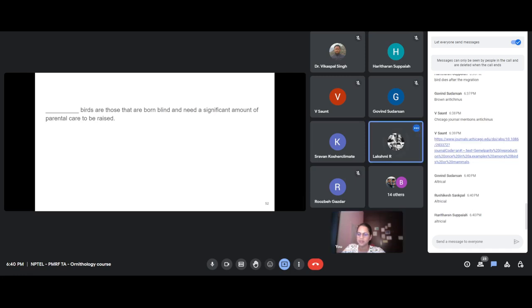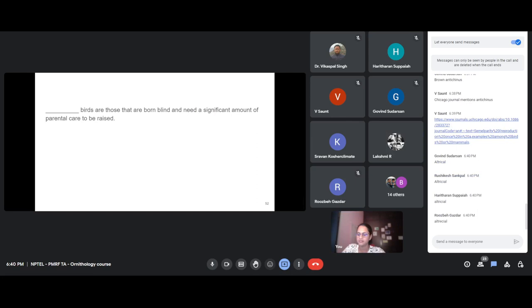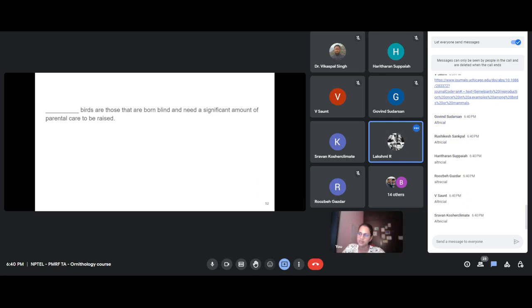Most of the passerines. Right. In fact, not only passerines but oscines, all the songbirds and everything. Passerines are the umbrella for oscines and suboscines. So everything gets included in that.